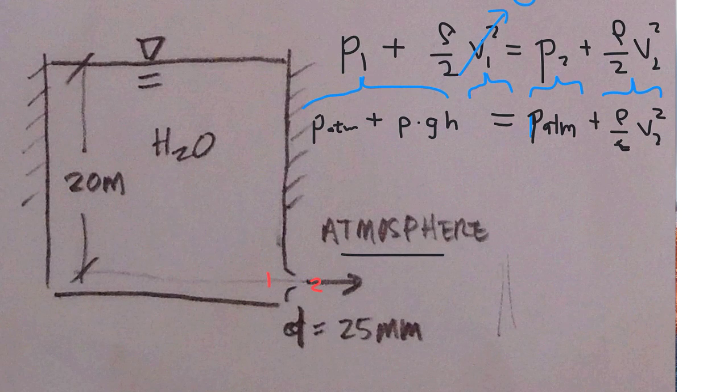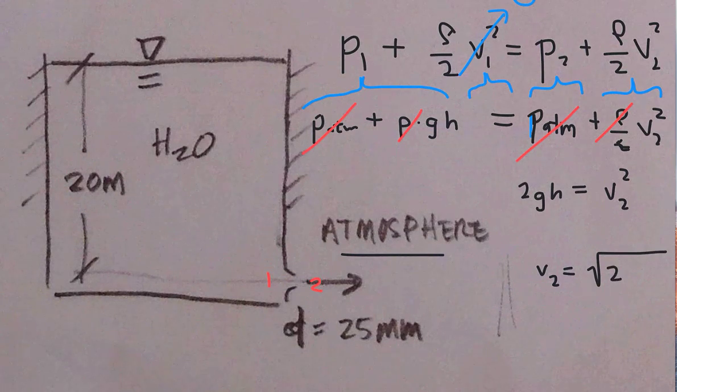So I can see that the pressure from the atmosphere drops out, and I can see here that density drops out as well. So I'm left with this equation, g times h times 2 is equal to V2 squared, or V2 is equal to the square root of 2 times g times h. Obviously it's not going to be plus or minus the square root of that, but just the square root of that.